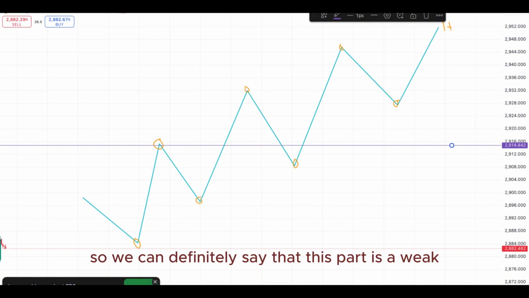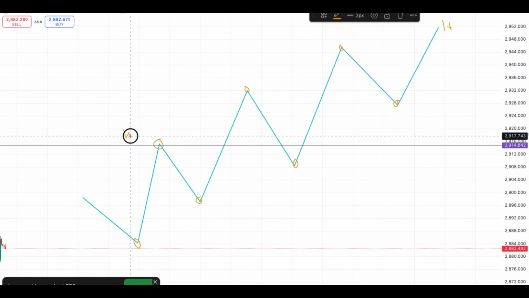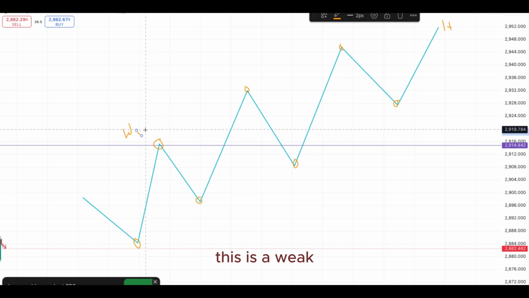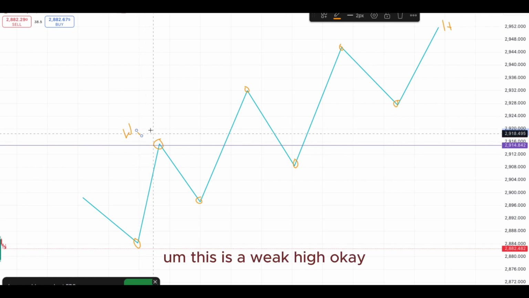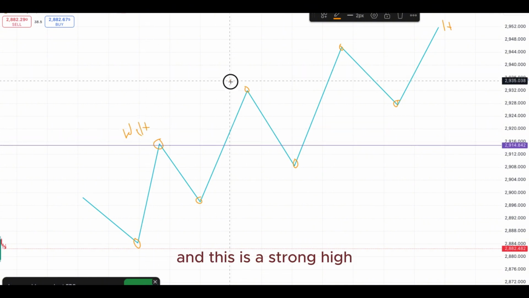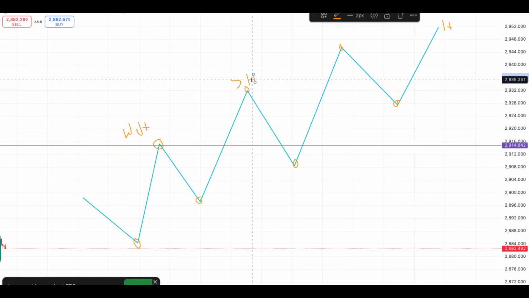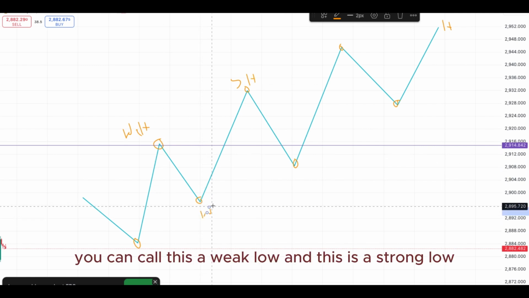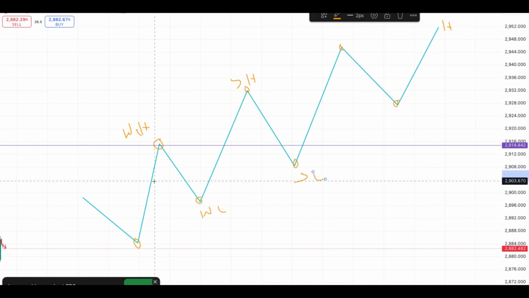So we can definitely say that this part is a weak. This is a weak high, okay? You can call it a weak high, okay? And this is a strong high, okay? You can call this a weak low. This is a strong low.